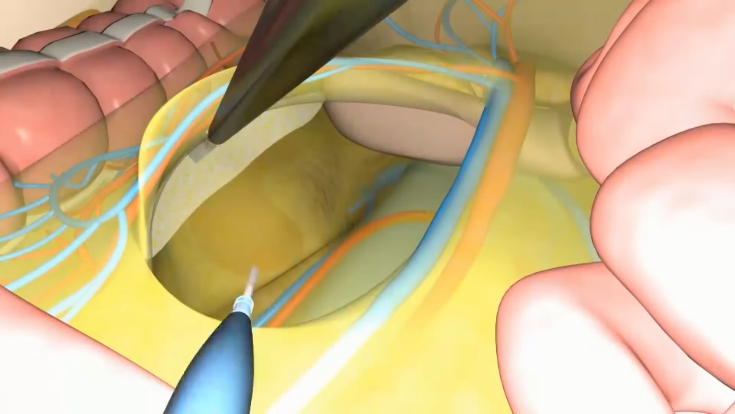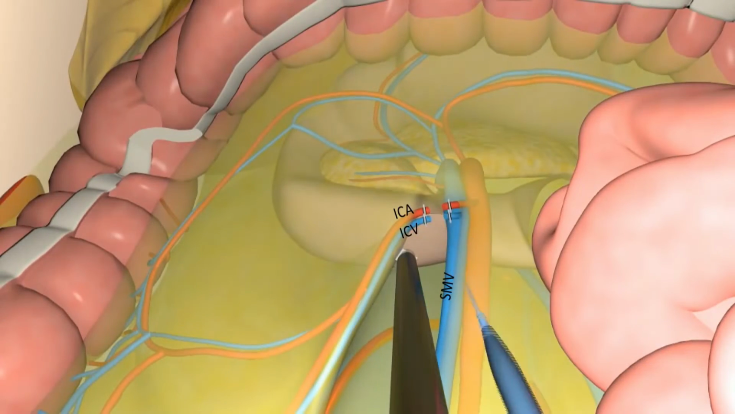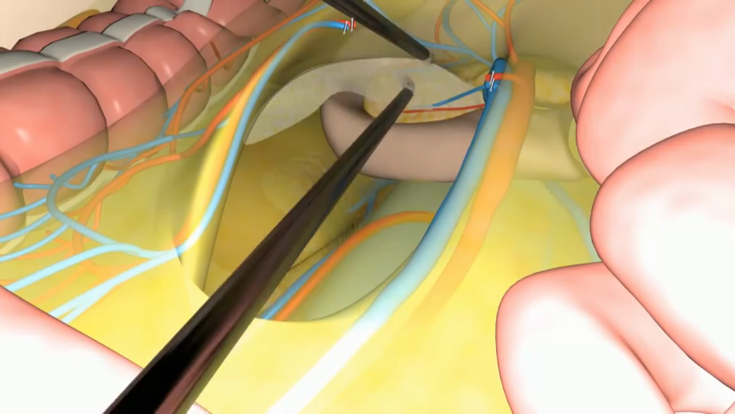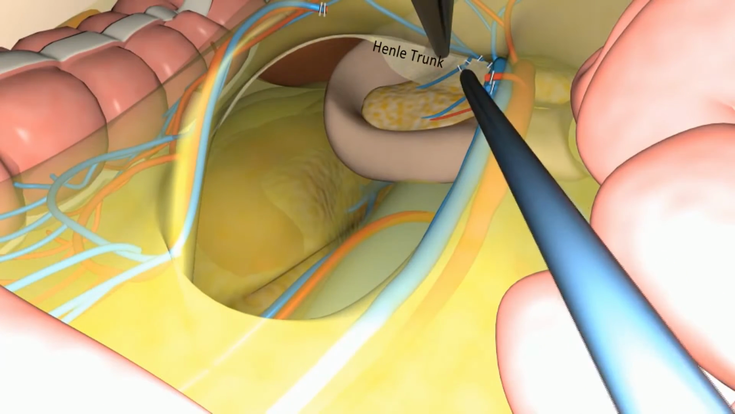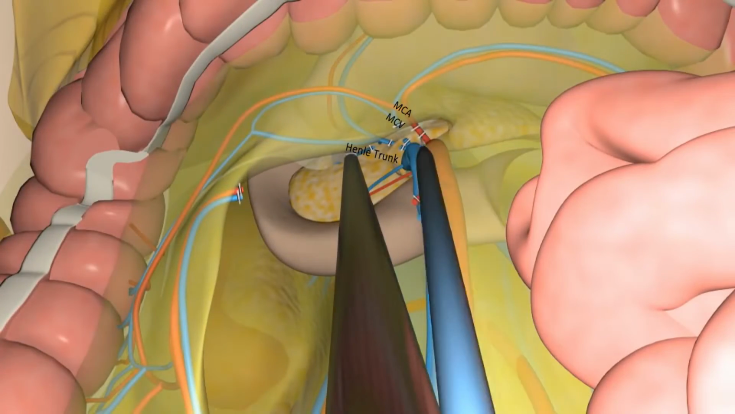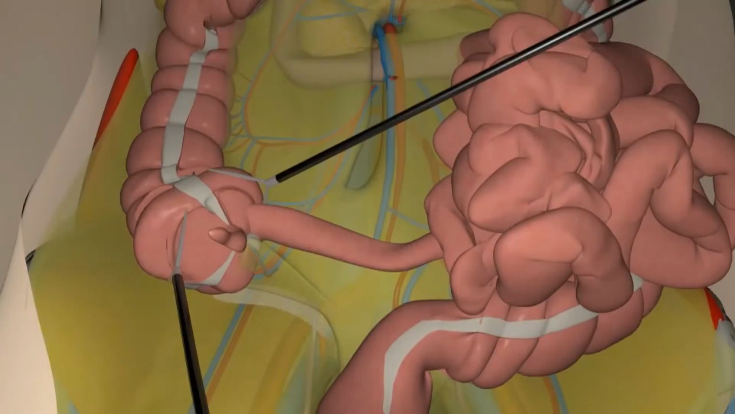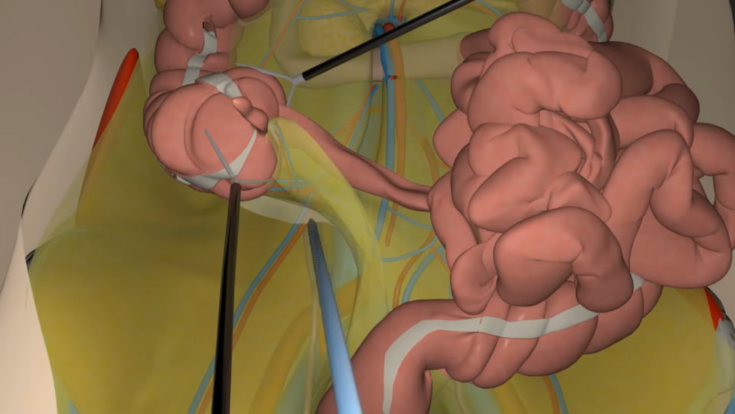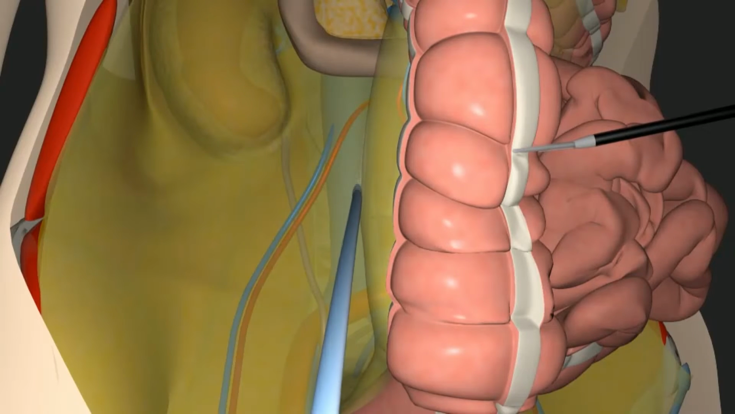The dissection planes are similar along the superior mesenteric vessels and were explained in detail in the previous animations. Following the ligation of the ileocolic pedicle, the gastrocolic trunk and the middle colic artery and vein are dissected and ligated respectively. This is followed by full mobilization of the right side of the colon.